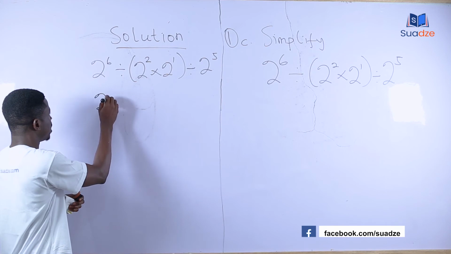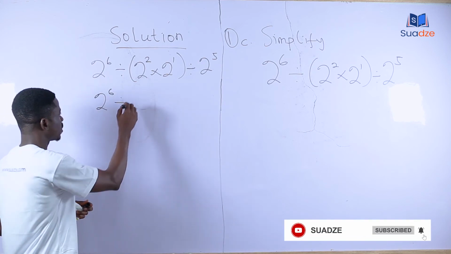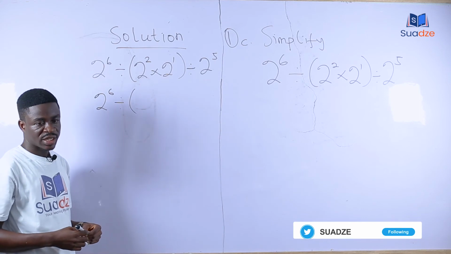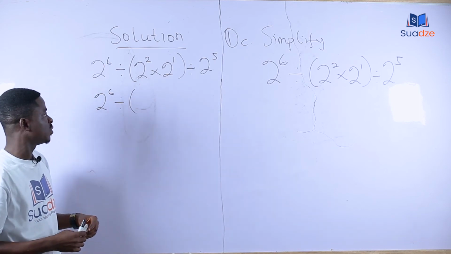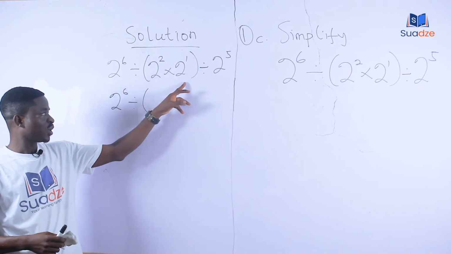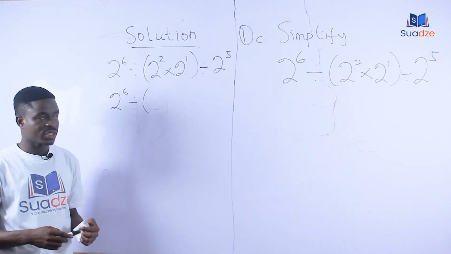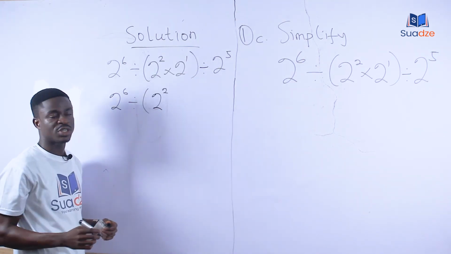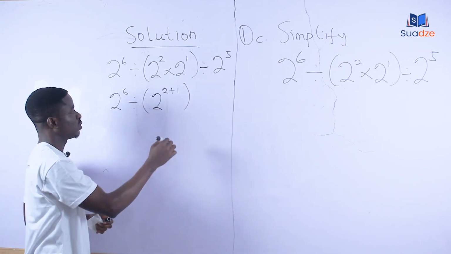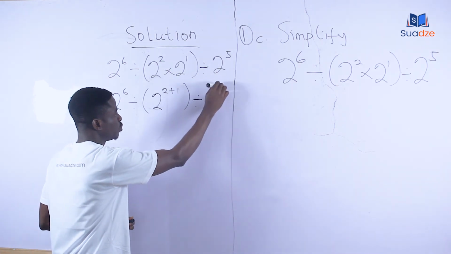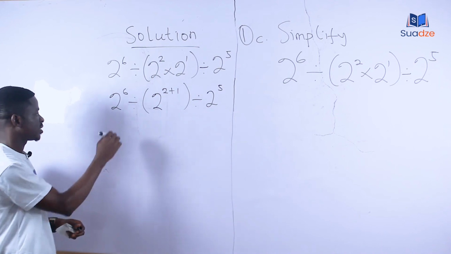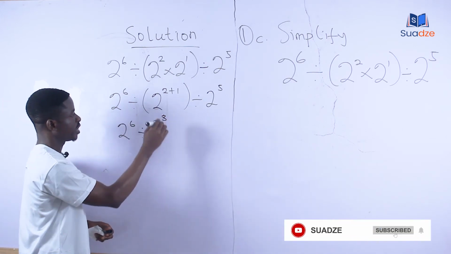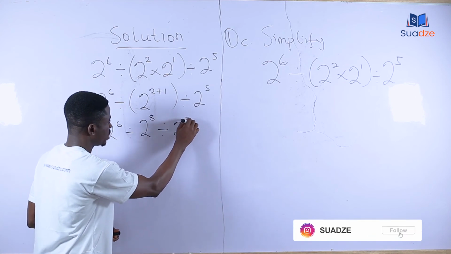So we maintain our 2 raised to the power 6 divided by, so inside the brackets, we have 2 raised to the power 2 times 2 raised to the power 1. The laws of indices says that anytime you have two numbers and the base are equal and they are multiplying each other, you add the powers. So this is going to give us 2 raised to the power 2, that is the power here, plus the power here. So you have 2 plus 1, bracket close, divided by 2 raised to the power 5. We can go ahead and simplify this. So this will give us 2 raised to the power 6 divided by 2 raised to the power 3 divided by 2 raised to the power 5.